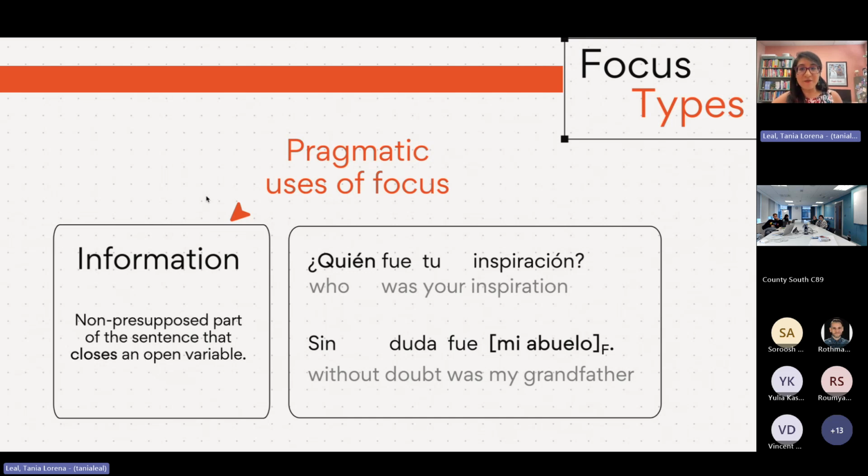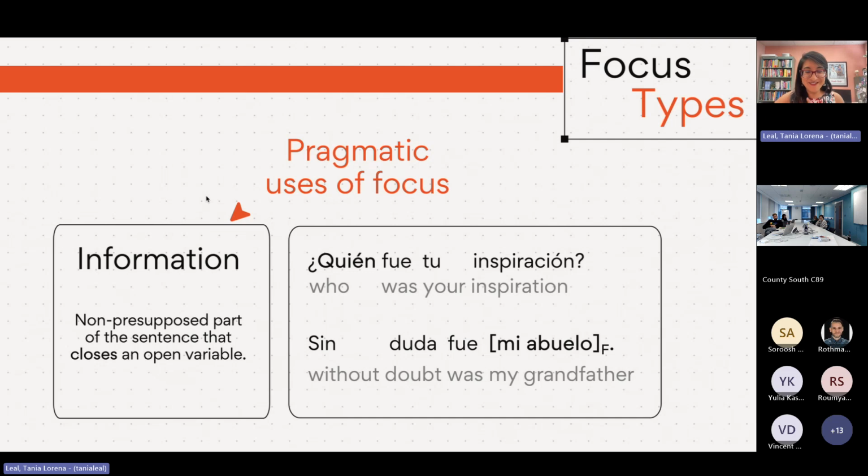Different languages signal this prominence in different ways. English would do it through prosody. I would say, my grandfather, was, whatever. But in Spanish, we use syntax. We can use a variety of things, as a matter of fact, but syntax is one of the resources that we have. So we can place the focus element towards the right edge of the clause.